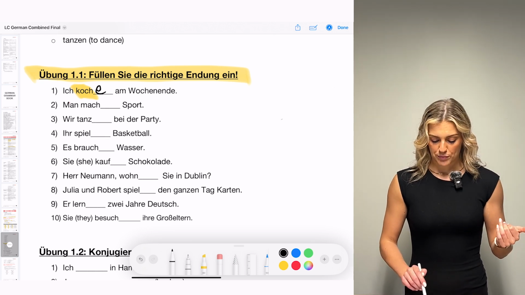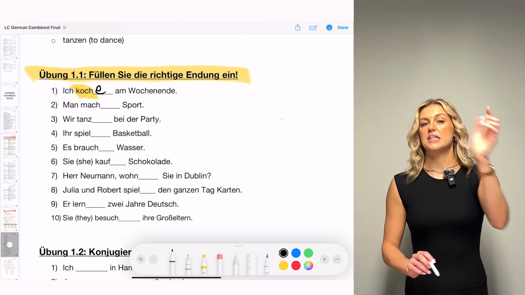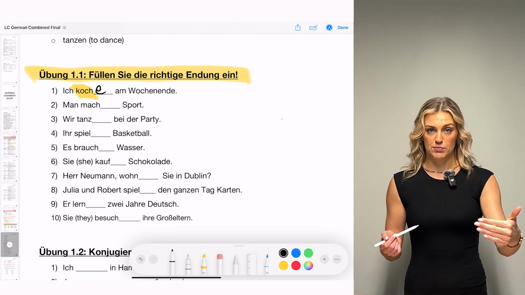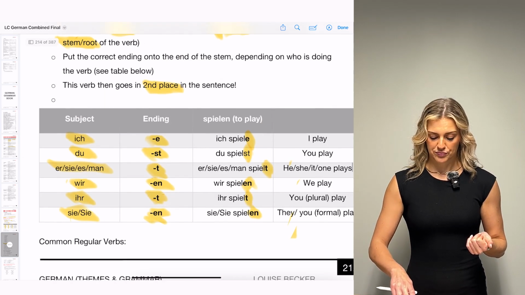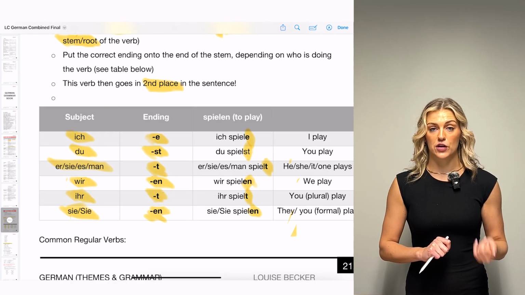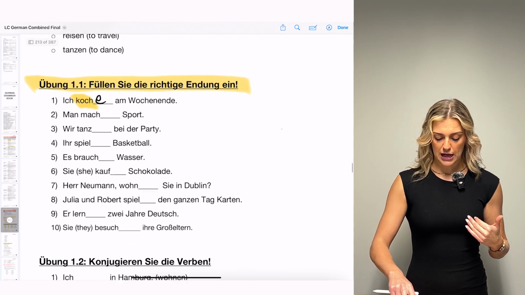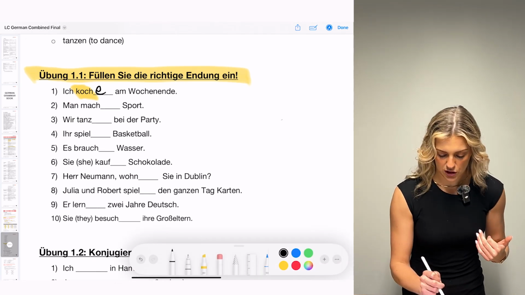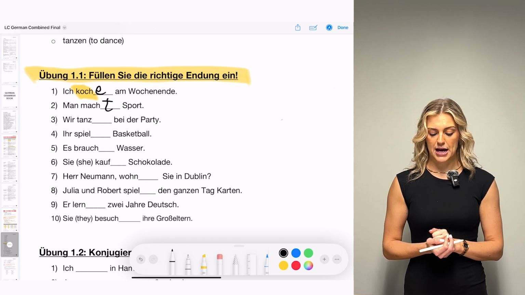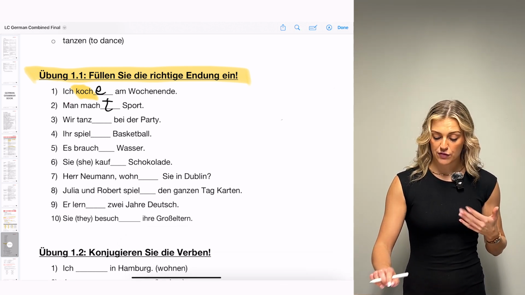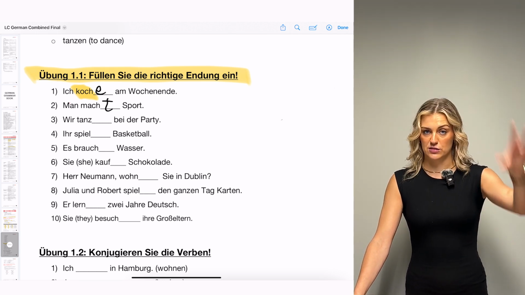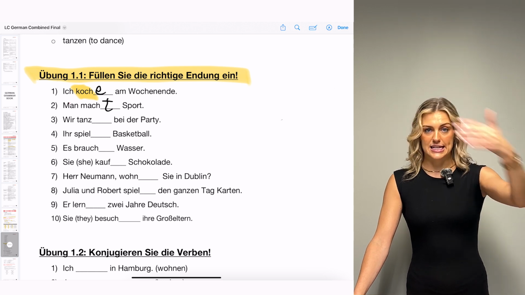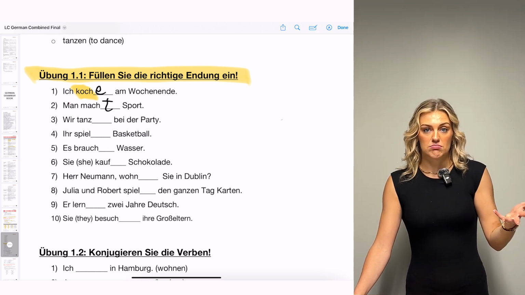All right, so I have my stem already, mach. I need to add on an ending to this now to create my present tense. All right, so my ending for man, if you can remember, is T. Okay, er, sie, es, man, third person, my ending is T. So I will add on T to the end of the verb, and I'm left with man macht Sport. Man macht Sport. So unless you have the correct ending on the verb, it's not in the present tense. So that creates our present tense. So taking off the en, adding in the correct ending, that creates our present tense. Without it, it's not in the present tense.